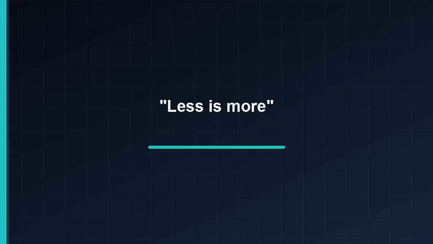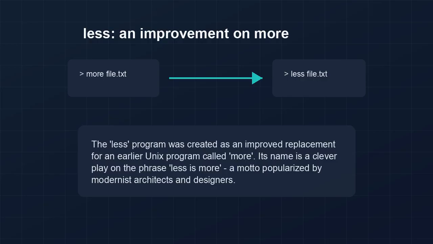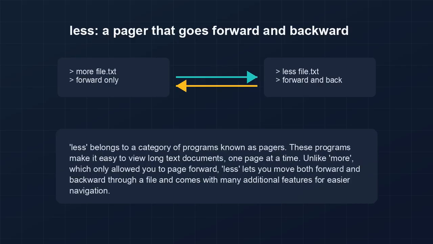Less is more. The less program was created as an improved replacement for an earlier Unix program called more. Its name is a clever play on the phrase "less is more," a motto popularized by modern architects and designers. Less belongs to a category of programs known as pagers. These programs make it easy to view long text documents, one page at a time. Unlike more, which only allowed you to move forward, less lets you move both forwards and backwards through a file and comes with many additional features for easier navigation.